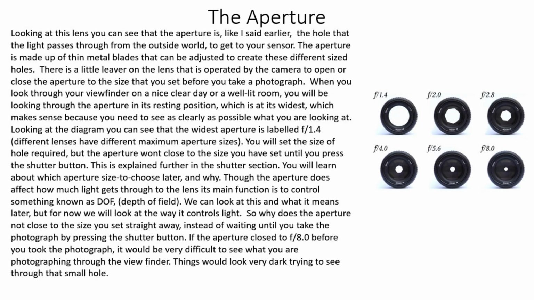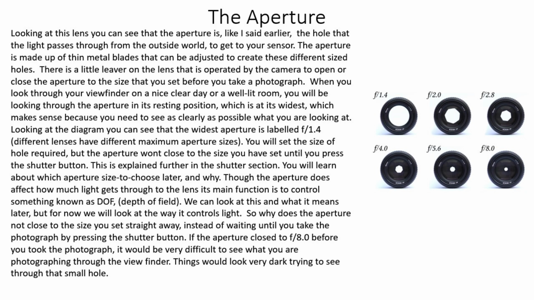The aperture. Looking at this lens, you can see that the aperture is, like I said earlier, the hole that the light passes through from the outside world to get to your sensor. The aperture is made up of thin metal blades that can be adjusted to create these different sized holes. There is a little lever on the lens that is operated by the camera to open or close the aperture to the size that you set before you take a photograph.